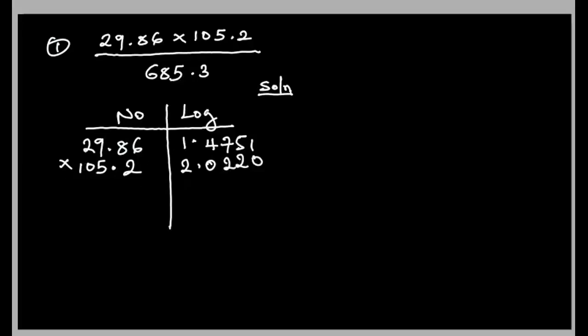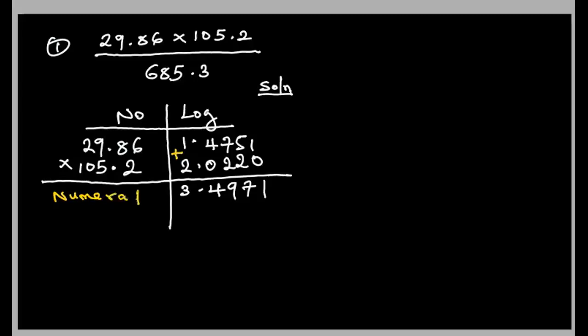Now don't forget that we are multiplying. So in that case, since we are multiplying, that means we will add. We will add the logarithm values. And when we add this, we have 34971. Yes, we have 34971, and this value is for our numerator only. So now let's roll it out.